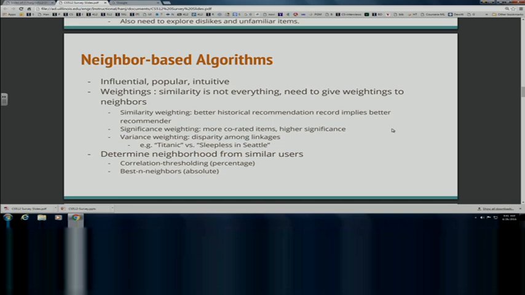It doesn't mean that if two users have similar ratings on the same item, they are more similar, because everybody gives high ratings to Titanic. So Titanic is not a good predictor, but the ratings vary a lot for the movie Sleepless in Seattle. So we should give higher weighting to the second movie.